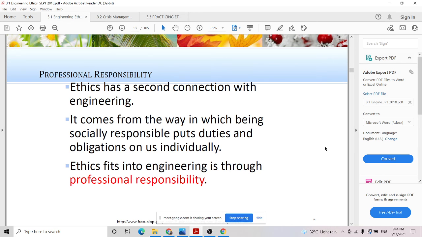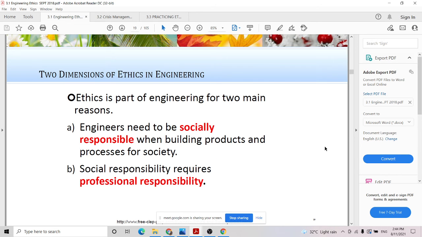And then ethics is a part of engineering for two main reasons. First of all, for social responsibility, and lastly for professional responsibility. At the end of the day, that is your responsibility. So that's why ethics comes in.